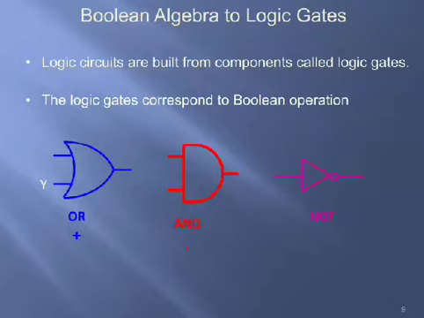So the logic gates correspond to the Boolean operations OR, AND and NOT. These are the various symbols. The symbol of OR gate is like this: two inputs and only one output. Symbol of AND gate: two inputs and one output. Symbol of NOT gate: one input and one output.